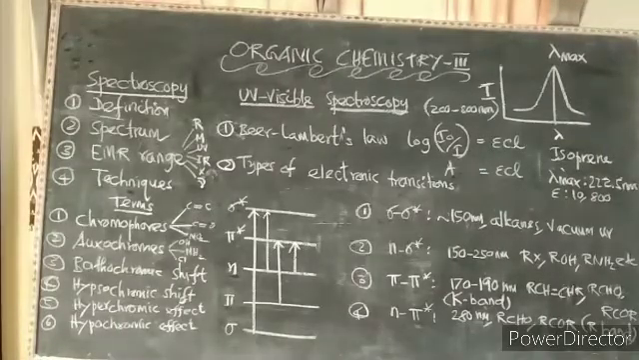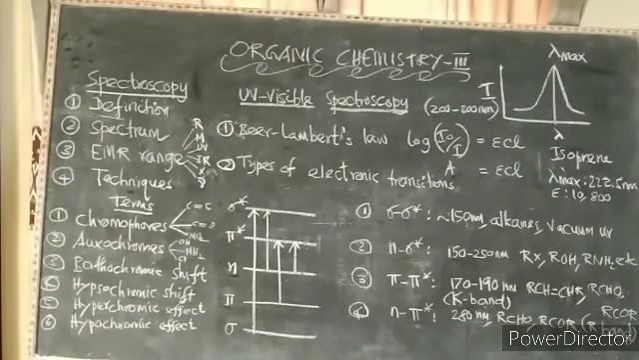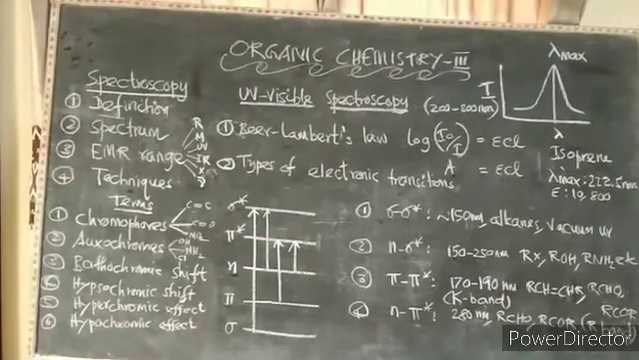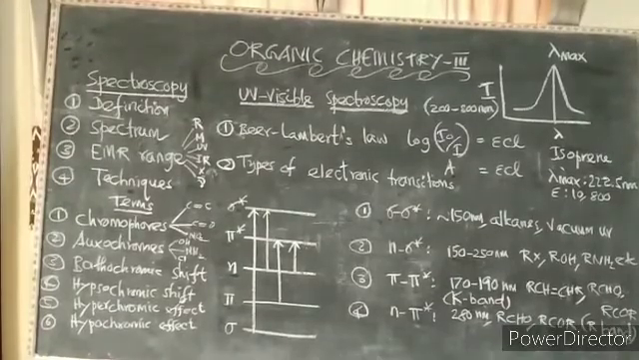Now, certain terms in ultraviolet visible spectroscopy can be defined. First, chromophores. Chromo means color and phore means bearer. So, chromophores are color bearers, which means those covalently unsaturated groups that are responsible for color are called chromophores. For example, C double bond C, C double bond O, and NO2 are some of the examples.